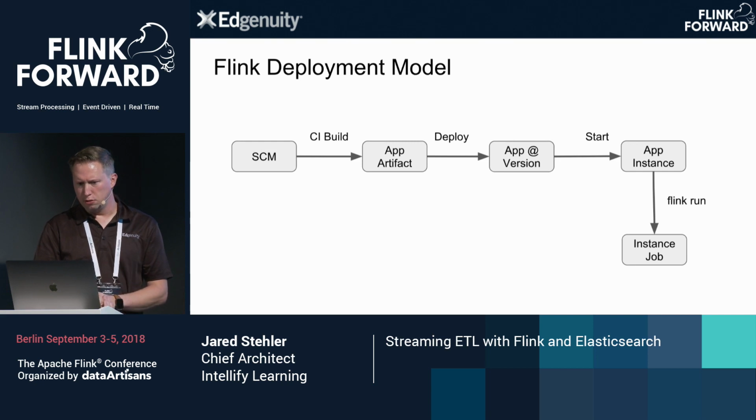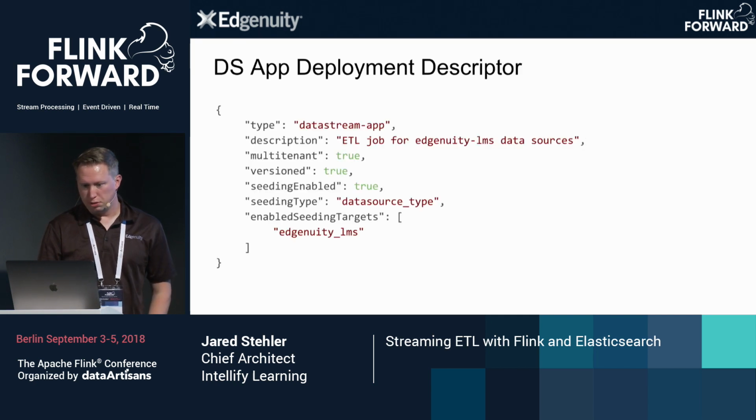This is a graphical overview of our deployment model. When you make a change, we do a CI build for it, and then you can deploy that version to QA or to production, and then you can start an instance of that. I'll show the graphical UI that we have in place for that. This is the deployment descriptor example for a data stream app, for that hypothetical app that we've seen earlier in this talk. You'll see that it's defining itself as being multi-tenant and versioned and supports seeding of a specific type.